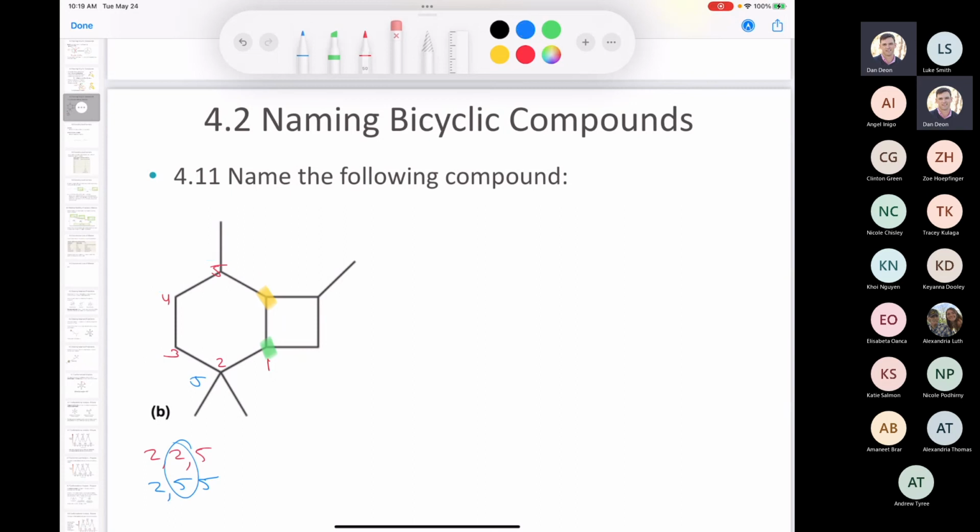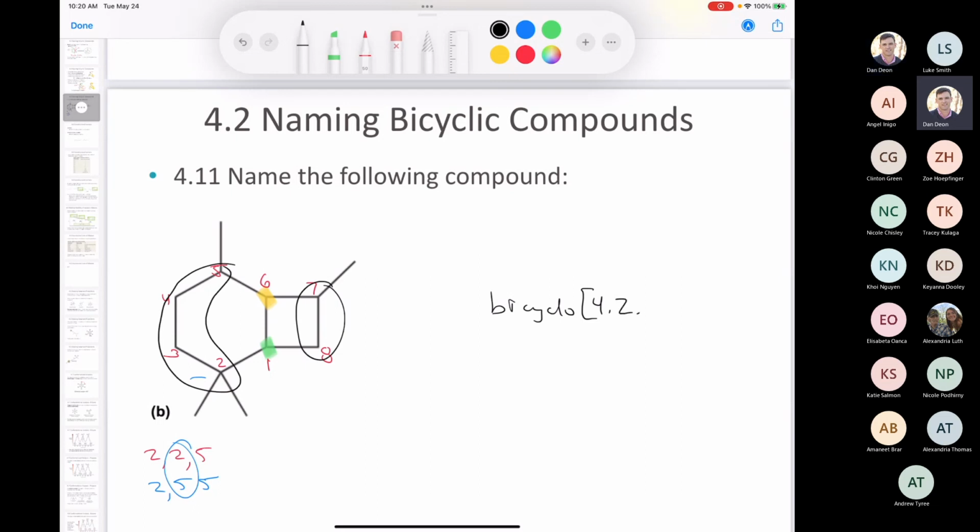So I'm going to erase all that. So we've numbered the longest carbon bridge. So 1, 2, 3, 4, 5, 6. We go to the second longest bridge, which has 7 and 8. And then there is no bridge here, is there? So the last bridge has 0 carbons in it. If we look at the whole bicyclic system, this is some kind of bicyclo. We've got 4 carbons in this bridge. We've got 2 carbons in this bridge. And then we have no carbons in the bridge here. So that gives us a 0 as our last number. So 0. So bicyclooctane, like that.